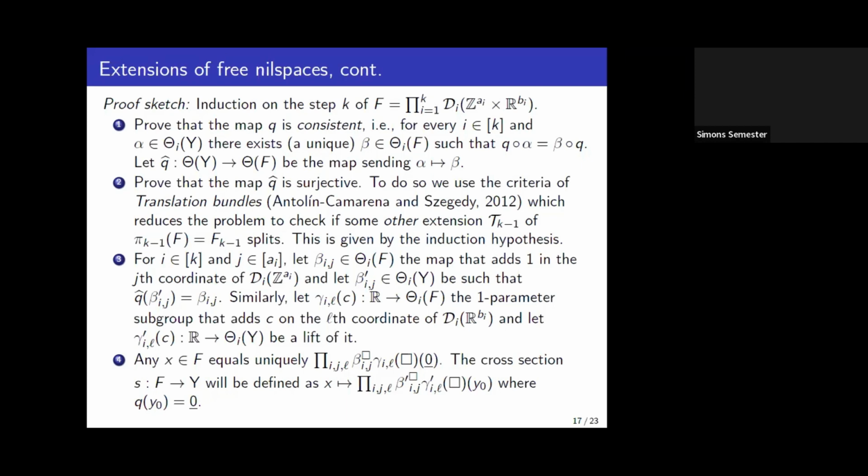The second step is to prove that this Q hat is surjective. And to do this, we use this criterion of translation bundles, that essentially boils down the problem to checking that some extension of the k-1 factor of f splits. And by induction, this is exactly what we want to prove. So this holds by the induction hypothesis. And once we have that this is surjective, we just create a cross-section that is a morphism.